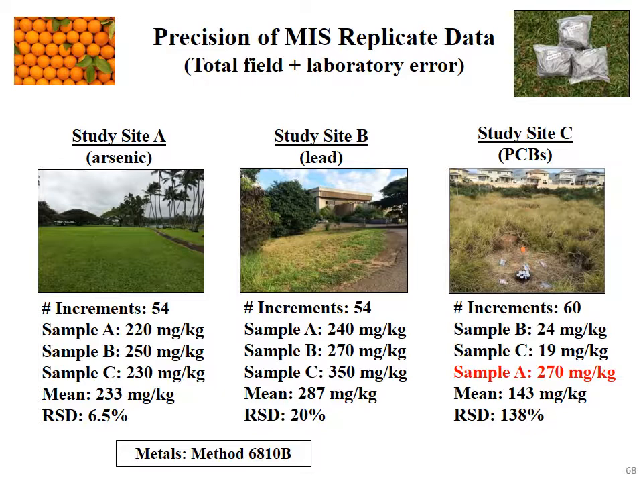Lead site, same number of increments, samples A, B, C: 240, 270, and 350 milligrams per kilogram. Again, very tight considering the potential for field error. The RSD is 20%, mean 287 ppm.